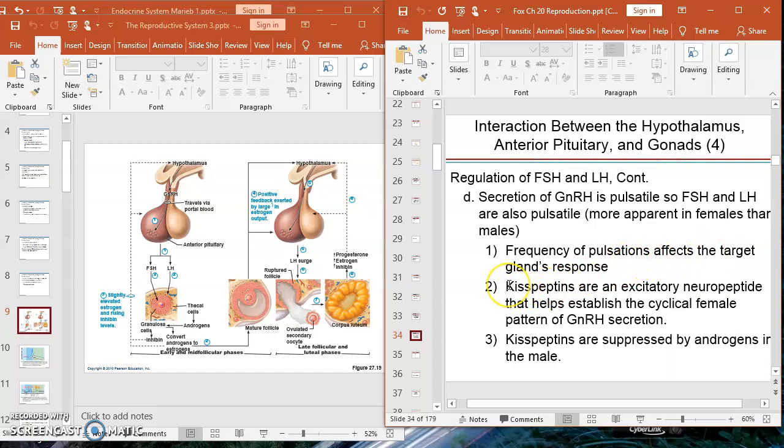There's another substance called the kisspeptins, which are produced from neurons in the hypothalamus. Okay? These kisspeptins assist in the cyclical nature of the female reproductive system, the ovarian cycle and uterine cycle. But in males, you don't have this because the FSH and LH are fairly constant. So the kisspeptins are suppressed by the androgens in the male, and that's what keeps the male from having the cyclical nature.